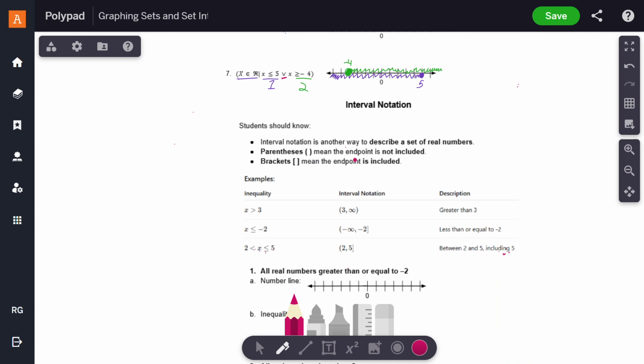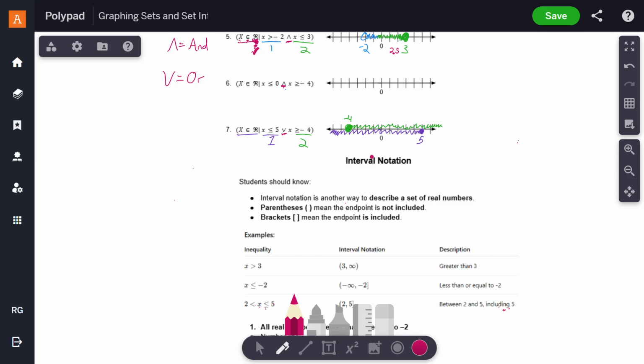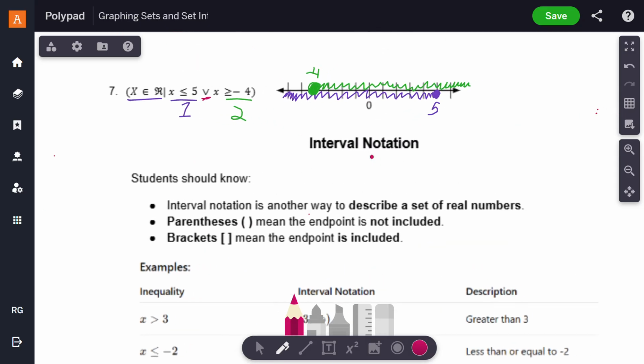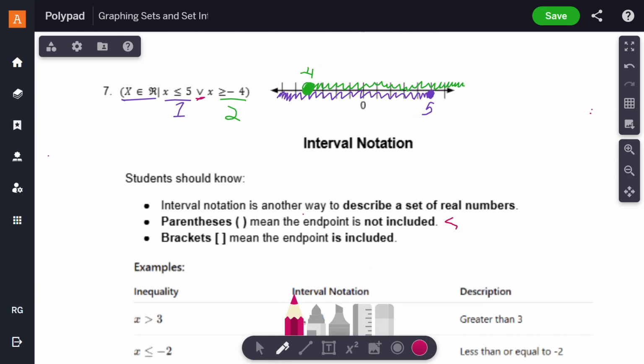The parentheses means the endpoint is not included. So, parentheses essentially are like your less than or greater than signs without the number being included. So those would be your open circles. While on the other hand, your brackets represent your less than or equal to, greater than or equal to signs, and that will include a closed circle.